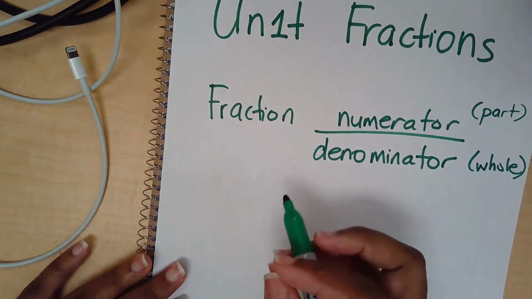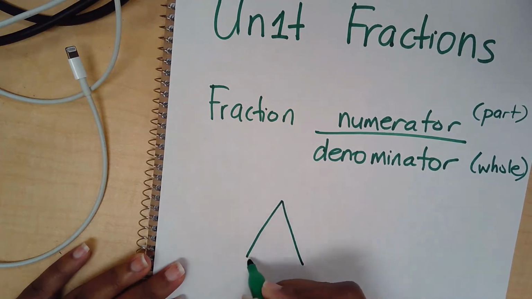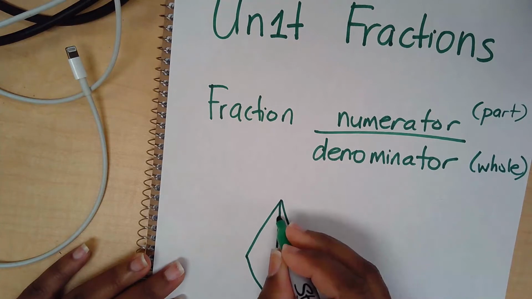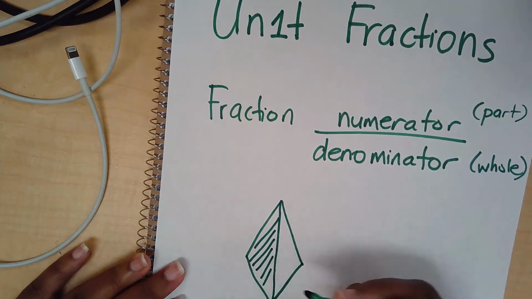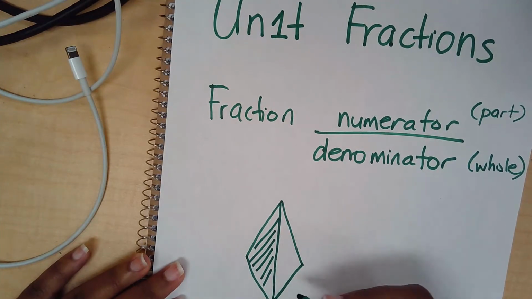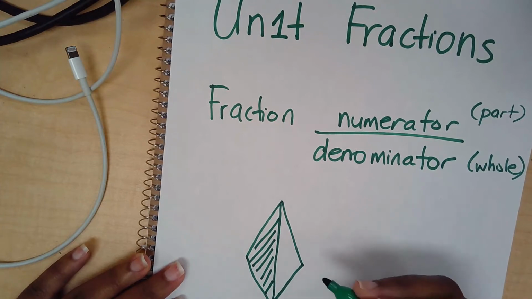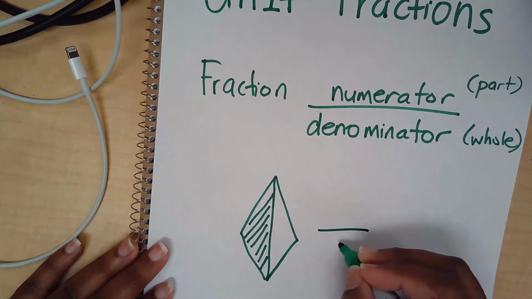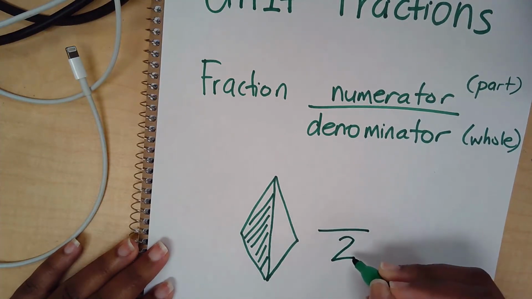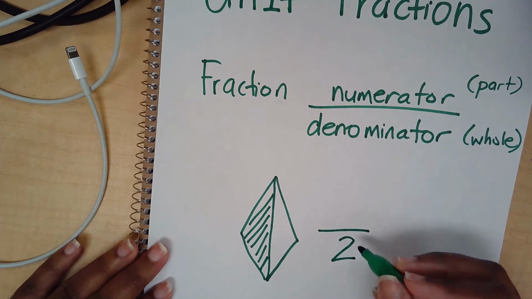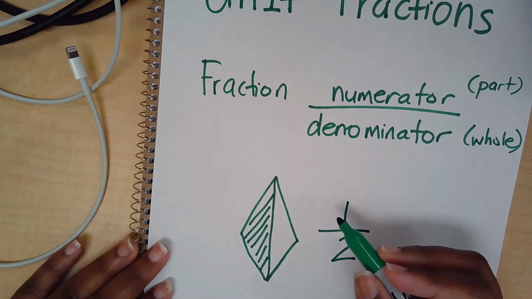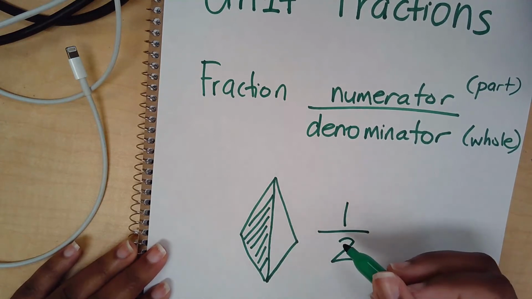So for instance, let's say we were given a shape looking like this. And we were asked to write the unit fraction of the shaded part, or the fraction of the shaded part. Well, there are 2 parts, which means 2 parts make the whole, so it becomes the denominator, and there's only 1 part shaded, 1 out of 2. So the unit fraction for this would be a half.